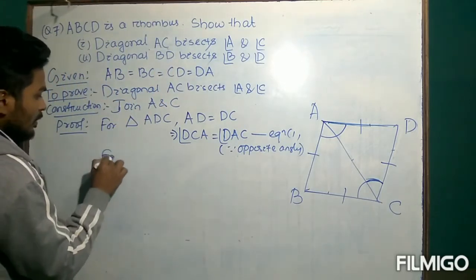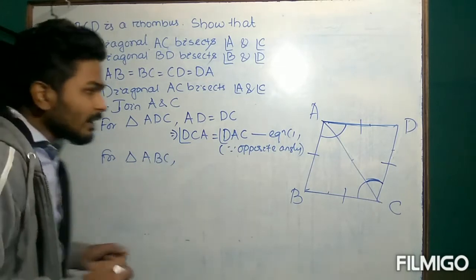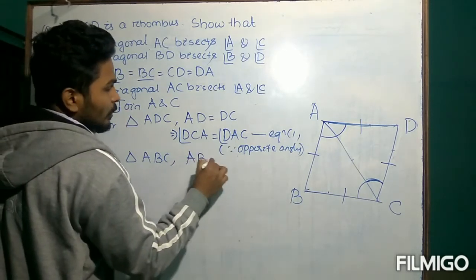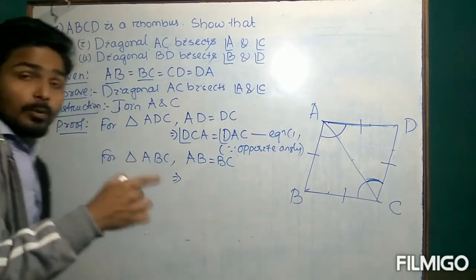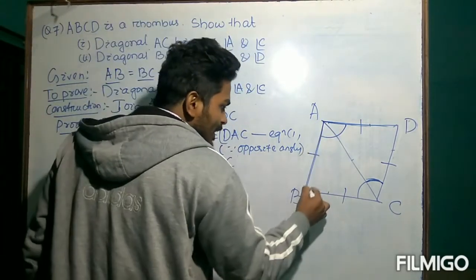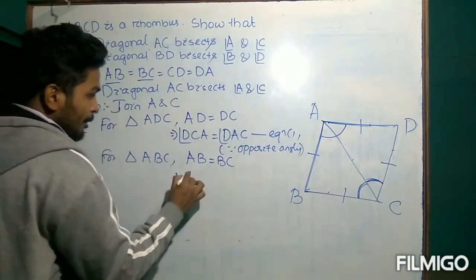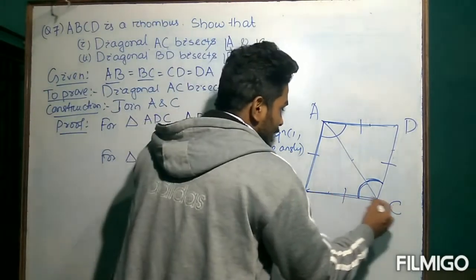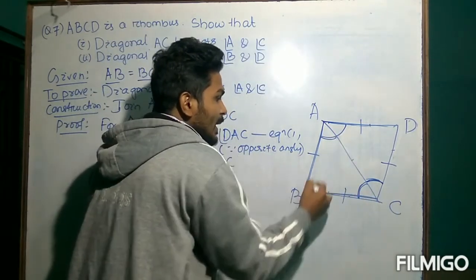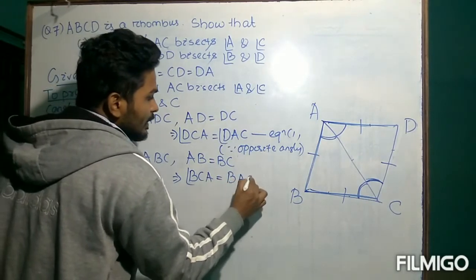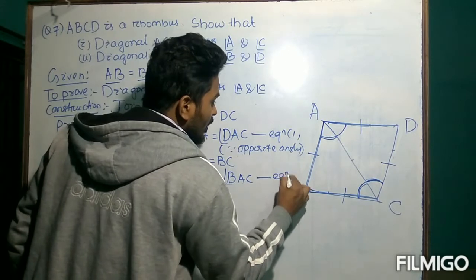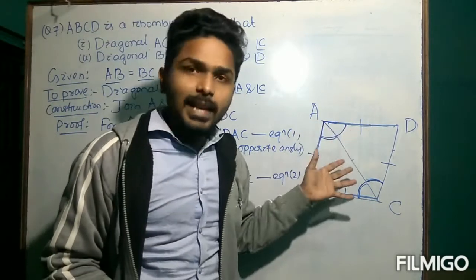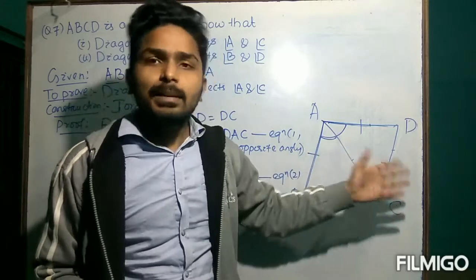Next, if we consider triangle ABC, then here also AB is equal to BC. We know it. That means their opposite angles must be equal. The opposite angle of side AB is angle BCA, and the opposite angle of side BC is angle BAC. Angle BAC. So let's say this is equation number 2. Clear?